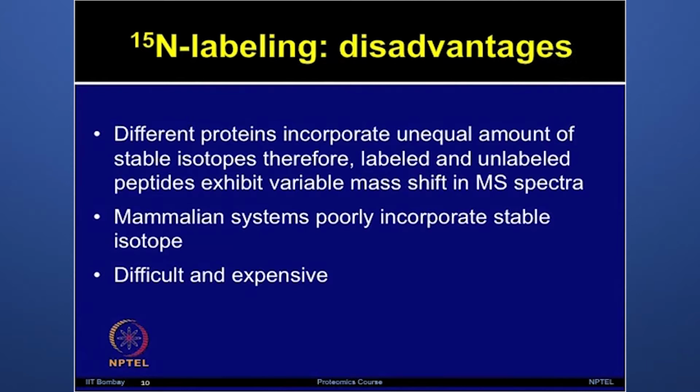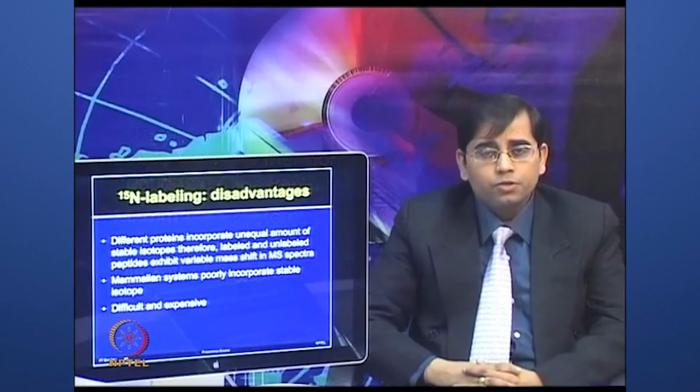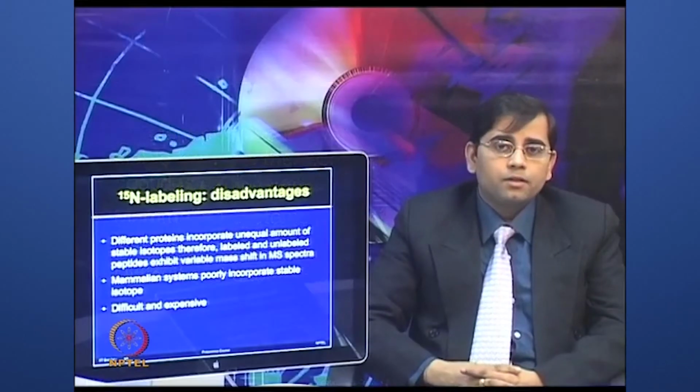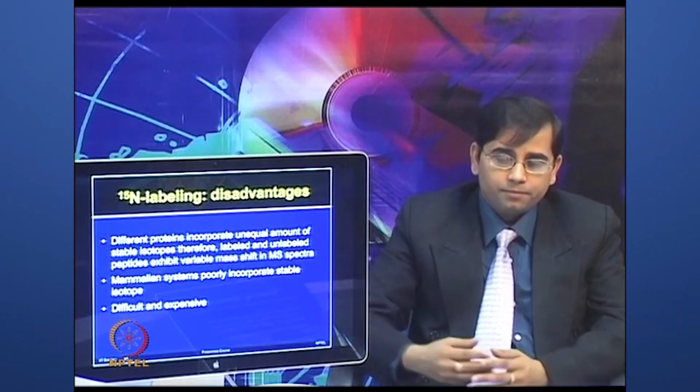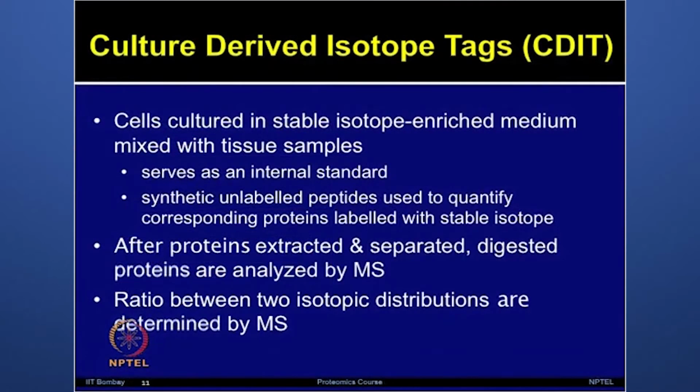Furthermore, this method is difficult and expensive. Due to these limitations, researchers have tried other labeling methods as well. Now, let us discuss culture derived isotope tags, or CDIT.